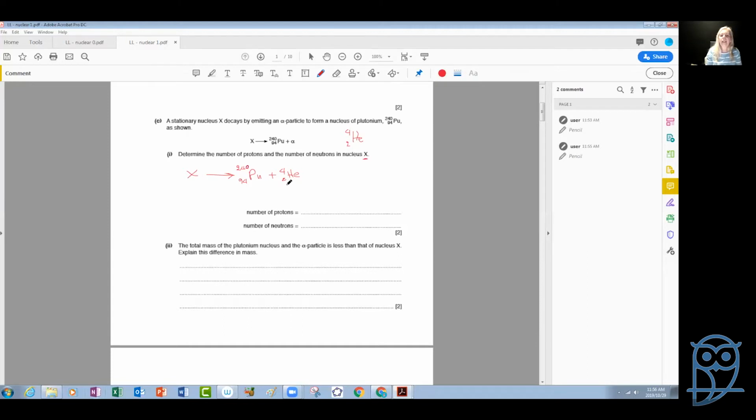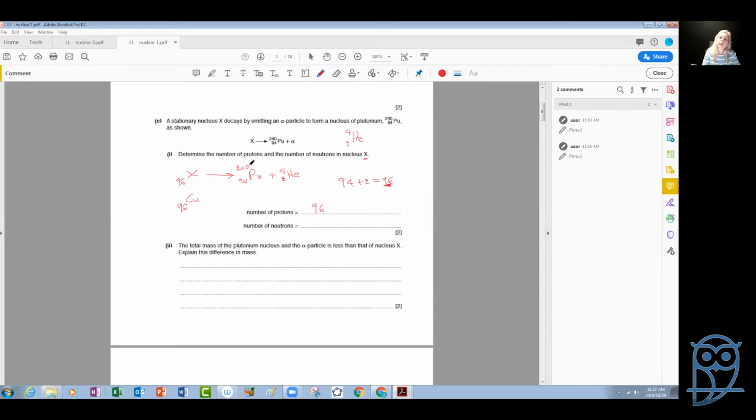All right. Now 94 plus 2 is 96. So this is the atomic number of our parent. We can go straight to the periodic table and find out what's 96. Where's 96? It is curium. So this is a curium nucleus, 96, from Madame Curie. Now they don't ask us to find what type of nucleus this is, they just want us to find those numbers. So the number of protons is 96.